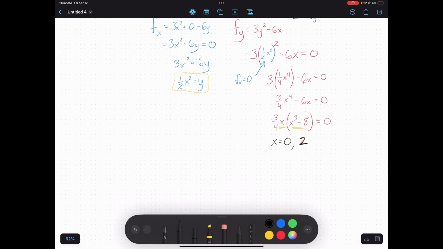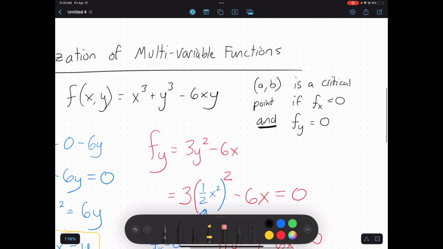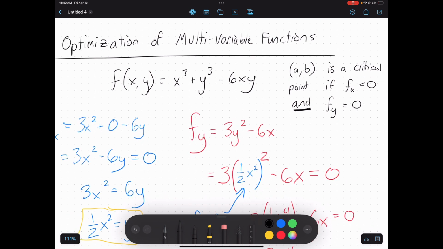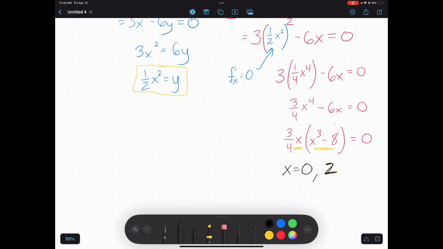Now, you'll notice I only have the x value for these critical points. How do I find their corresponding y values? Because recall, since I'm working with a multivariable function, my critical point needs to be both the x and the y value. So I need my corresponding y values for both of these. How do I find those? I can use this equation.